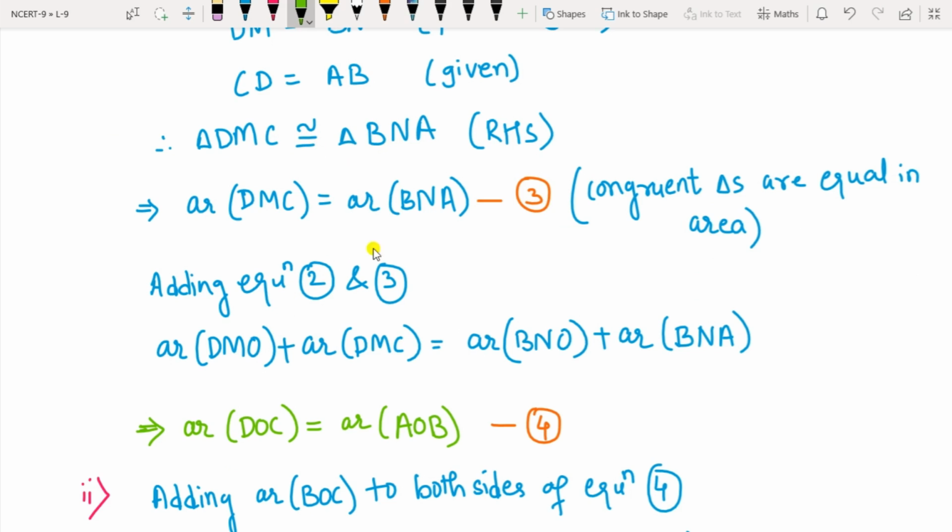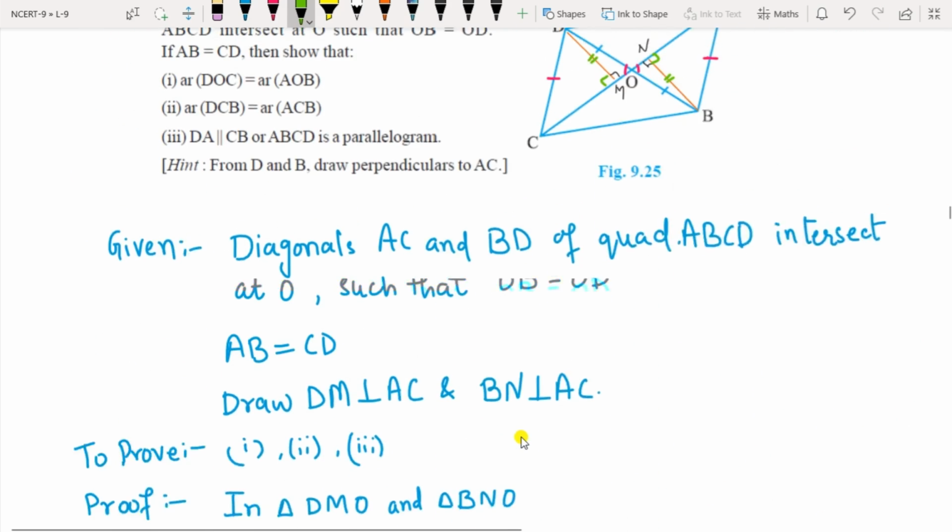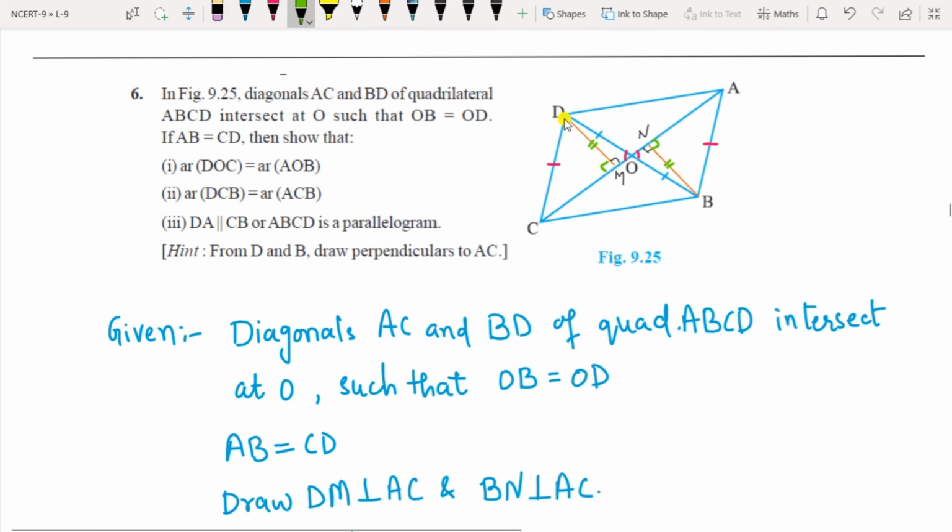Now you have to add equation 2 and 3 here. So you will get on adding that DOC is equal to AOB. So this whole triangle DOC is equal to AOB. This whole triangle, that is equal.